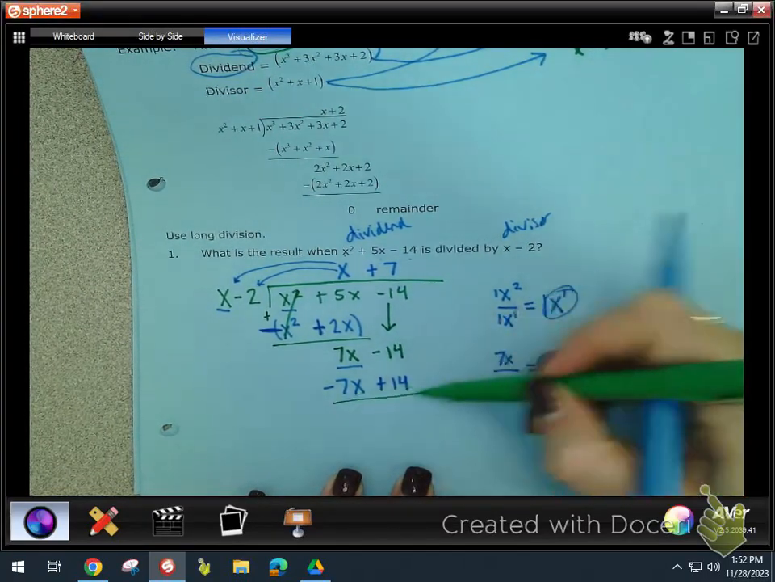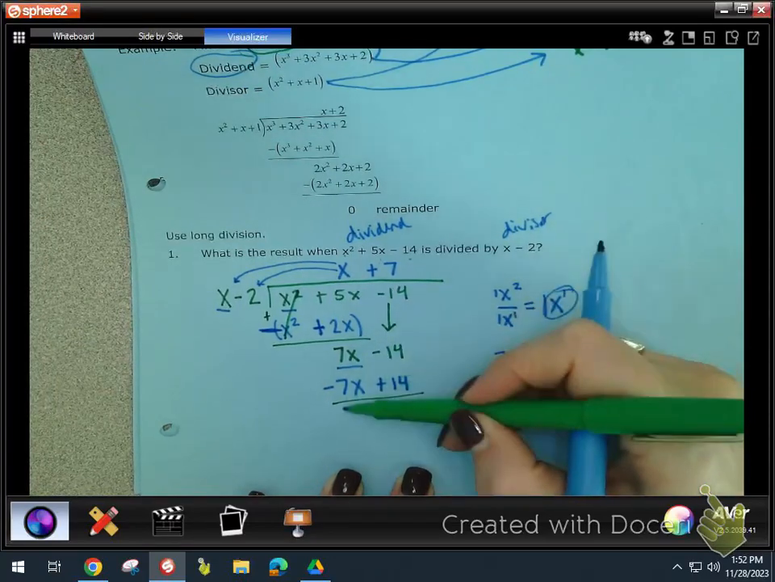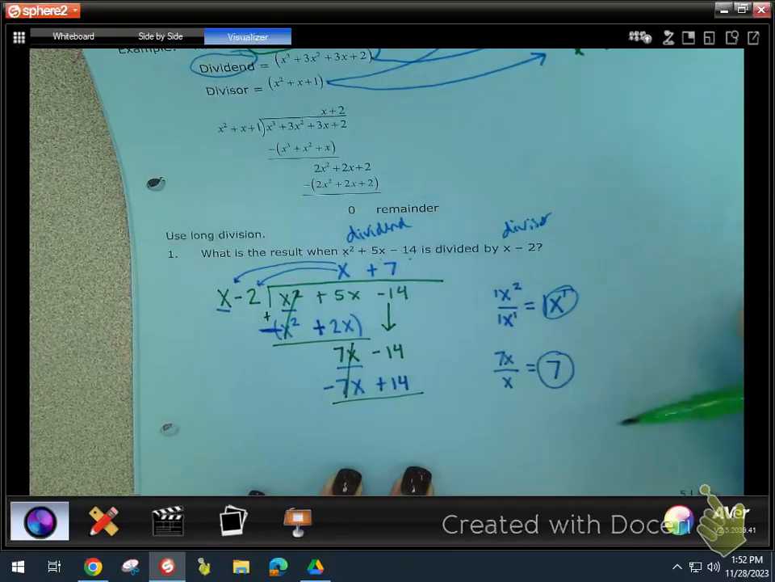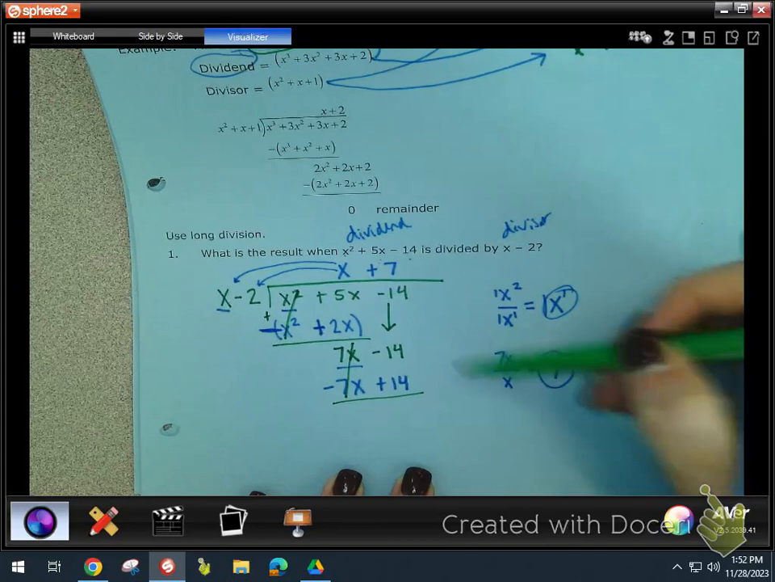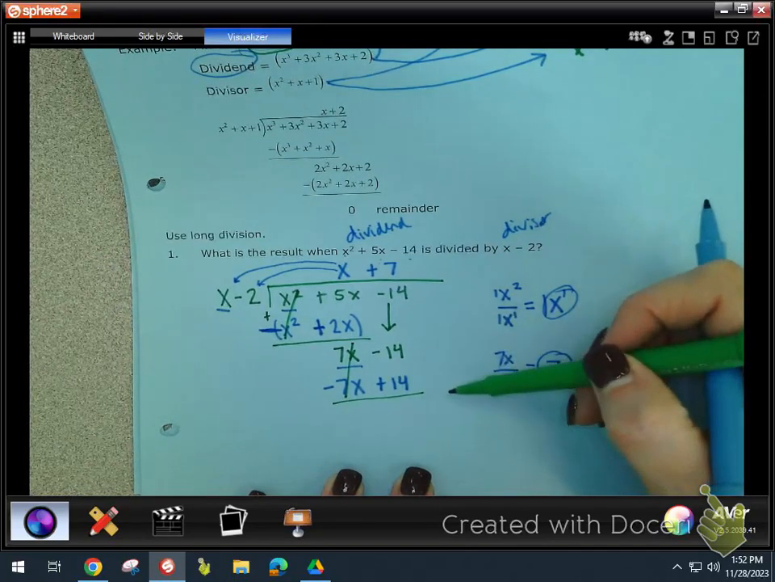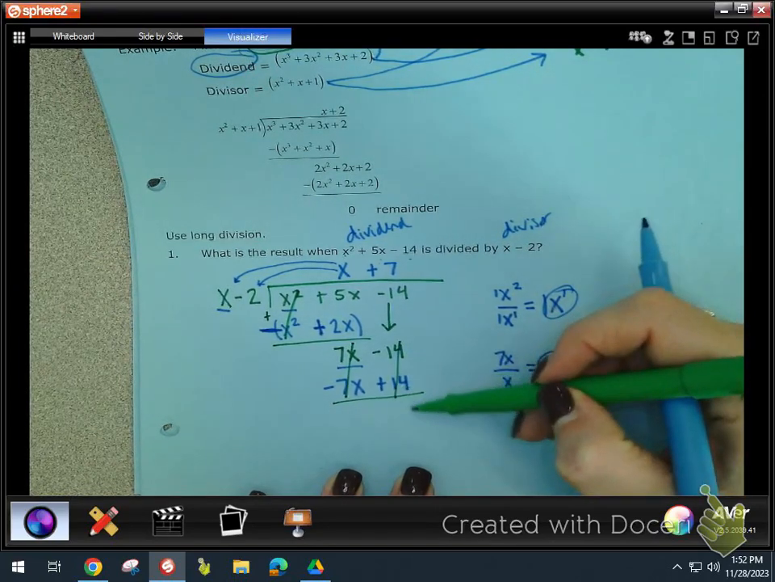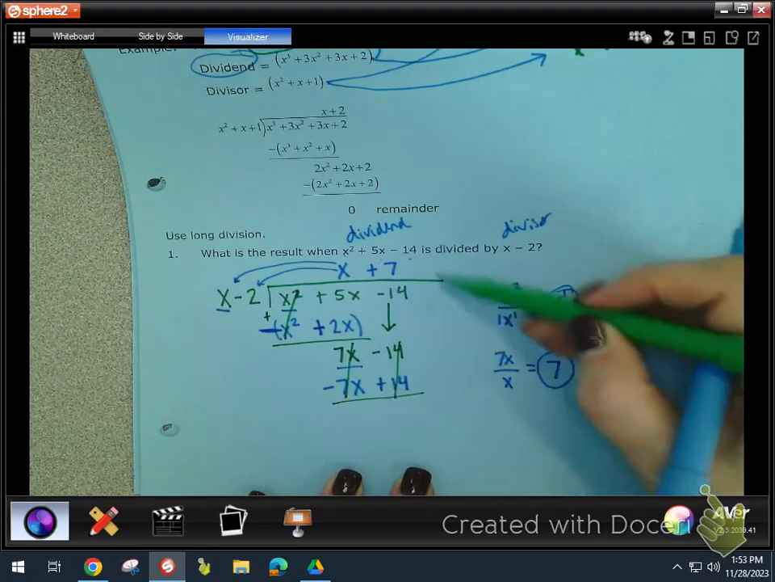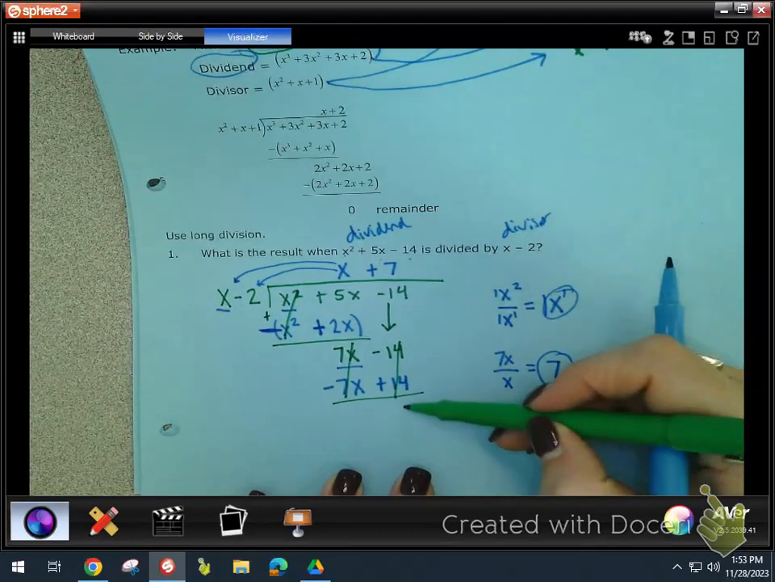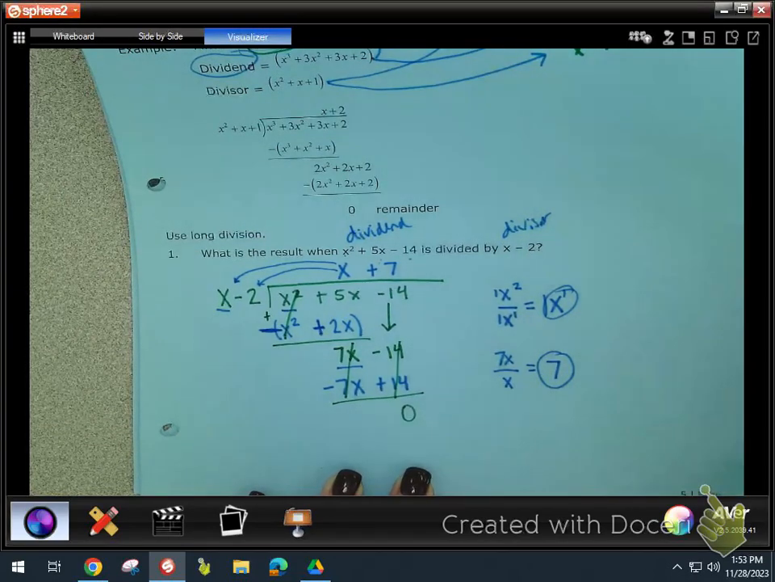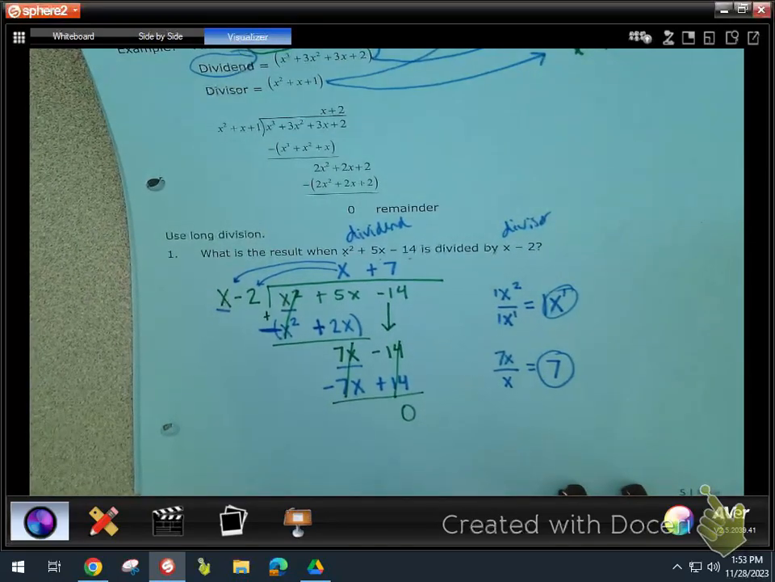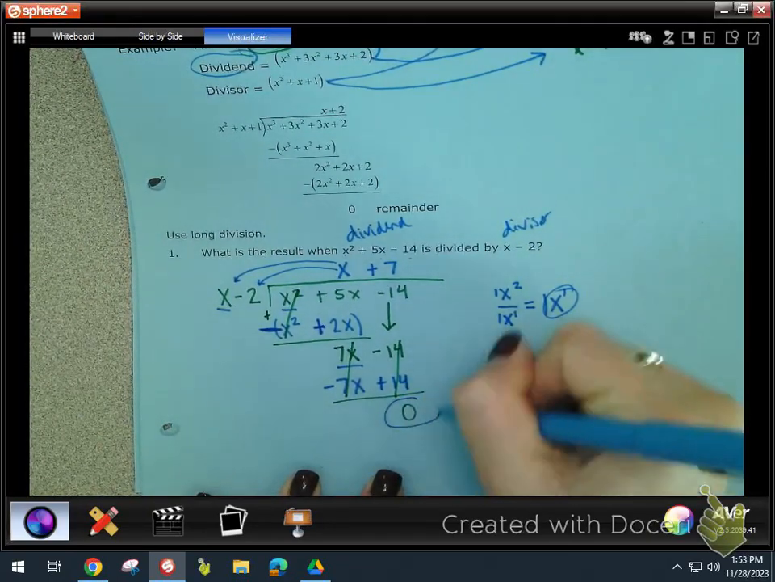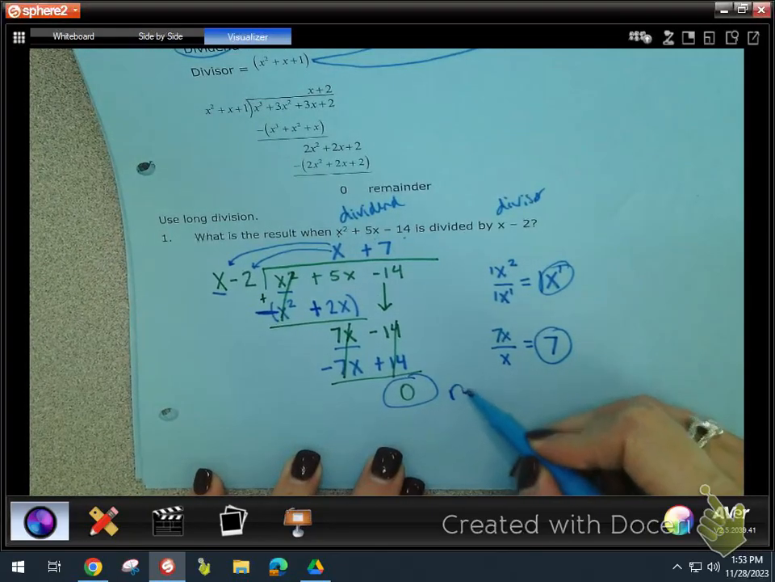And then I'm going to add. What happens to my x's? They should always zero out. What happens to my constants? They also zero out, and that's great. There's no more numbers to bring down, so I'm going to put a 0 right here, and I'm done. When you run out of things to bring down, that's how you know that you're done. What's left over, this guy right here, is called your remainder.